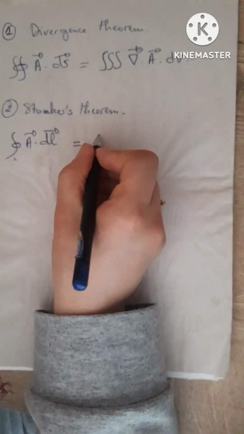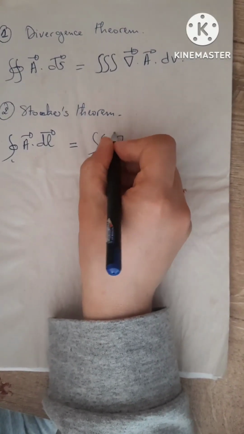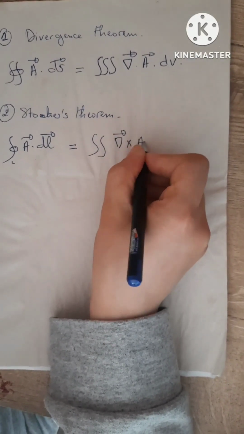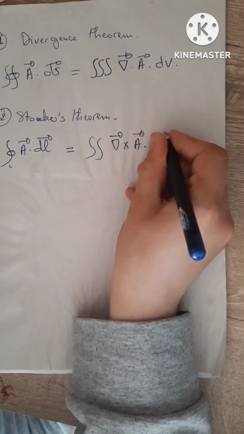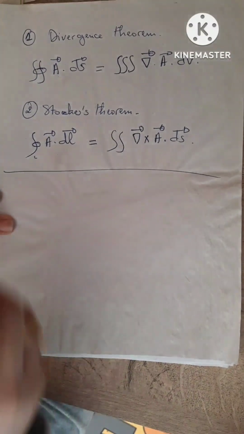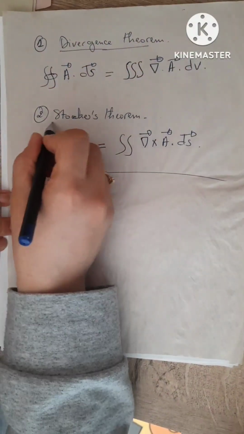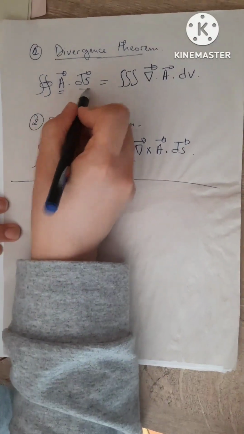the curl of A dS. But it's very easy to solve these problems. We just have to know how to develop our A at a given surface and find dS.